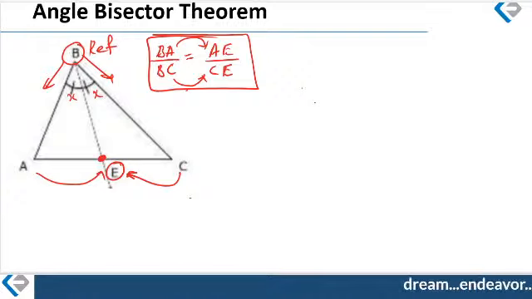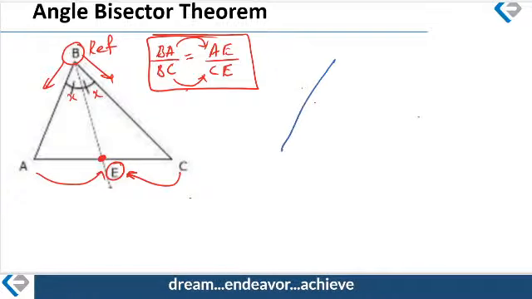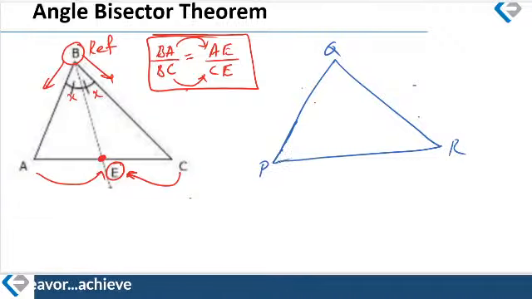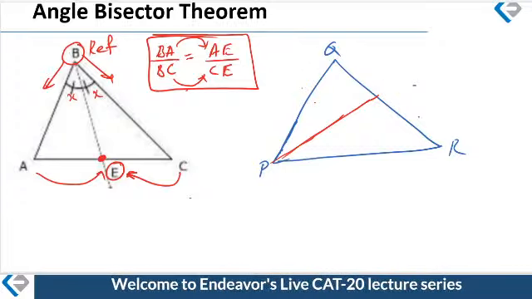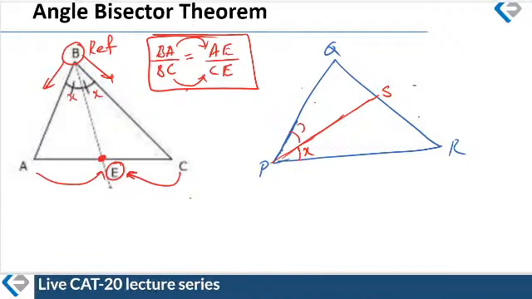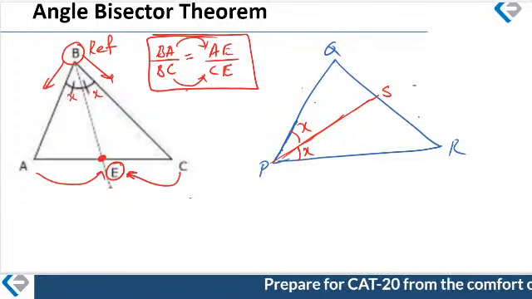Okay, let me take another quick diagram for you, just to help you understand. Let's say here I'm writing PQR. Angle P is bisected and it meets at a point called S. Angle P is bisected. How to write the angle bisector theorem on this?